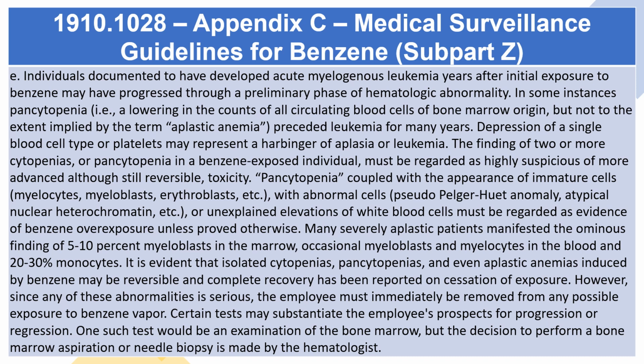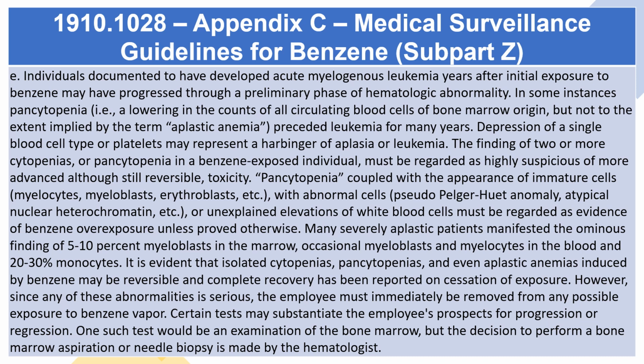Many severely aplastic patients manifested the ominous finding of 5 to 10% myeloblasts in the marrow, occasional myeloblasts and myelocytes in the blood, and 20 to 30% monocytes. It is evident that isolated cytopenias, pancytopenias, and even aplastic anemias induced by benzene may be reversible, and complete recovery has been reported on cessation of exposure. However, since any of these abnormalities is serious, the employee must immediately be removed from any possible exposure to benzene vapor. Certain tests may substantiate the employee's prospects for progression or regression.